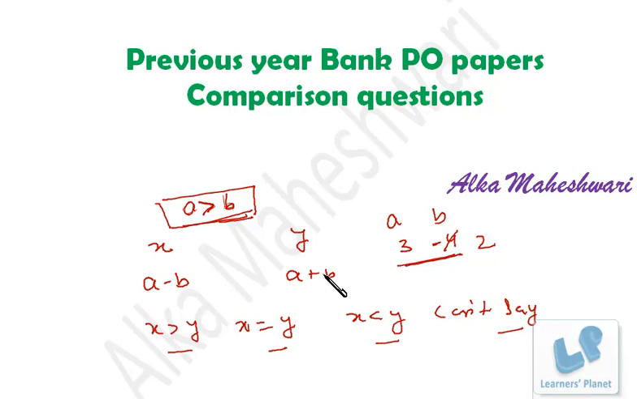So we are not given about which type of number A and B are. So we cannot come to any conclusion whether X is greater than Y, X is equal to Y, X is less than Y, or what? Right, so we cannot say anything about x and y. Right, so we have to be very careful. Generally, it's our habit to assume the numbers as positive. Right, we are just habitual of doing that. Right, so be careful while you attempt comparison based questions. Let's take the questions from the previous year papers now.